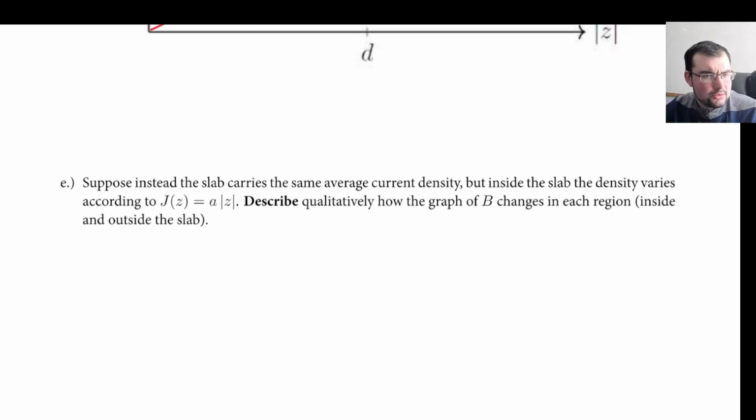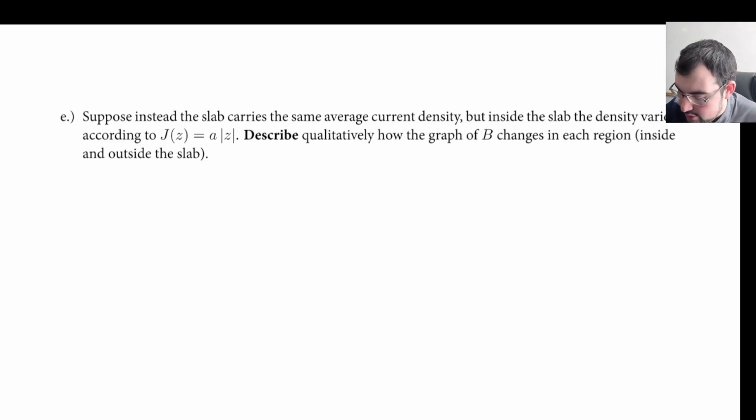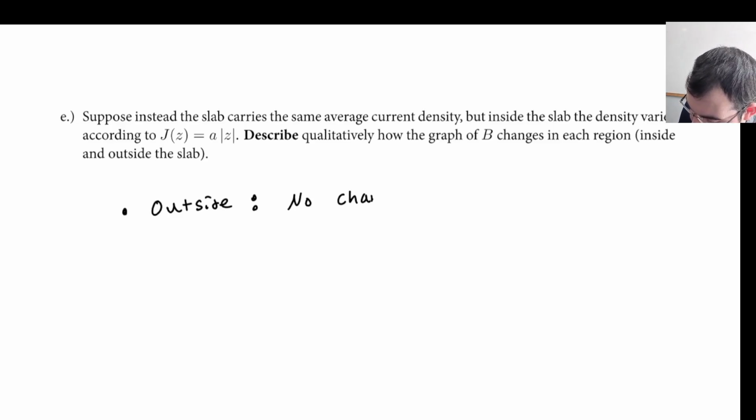All right, suppose we gave our slab some current density that varied. Describe how it changes in each region. So, outside is no change, because we are given that this current density is the same on average. It just increases from the center. So, as per usual, by nature of all these shell theorem related corollaries, you have no idea what's going on inside if you're outside, so you can't tell.